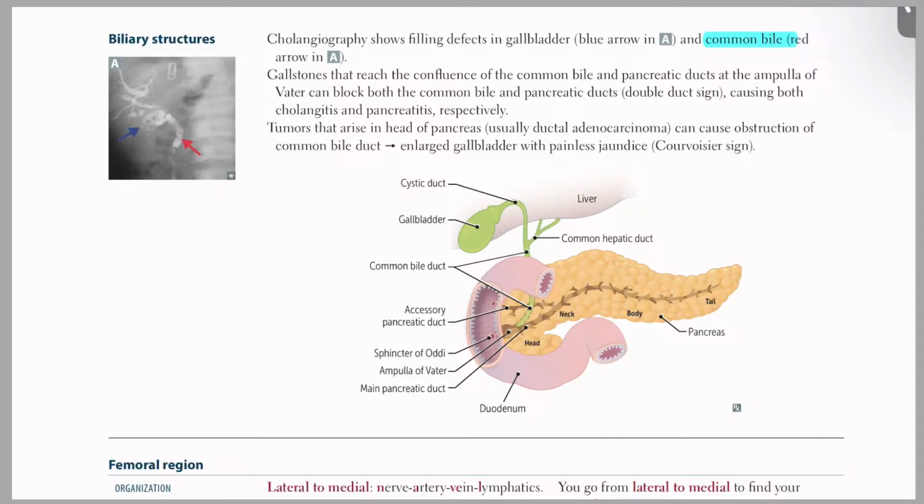Liver, cystic duct, gallbladder, common hepatic duct. Accessory pancreatic duct. Main pancreatic duct, duodenum, pancreas, sphincter of Oddi, ampulla of Vater.